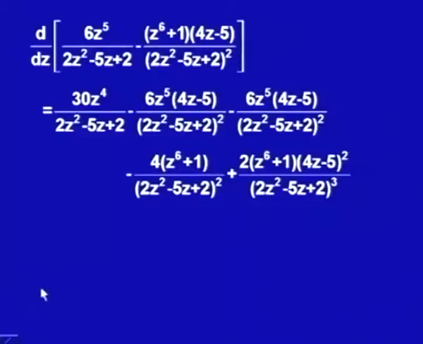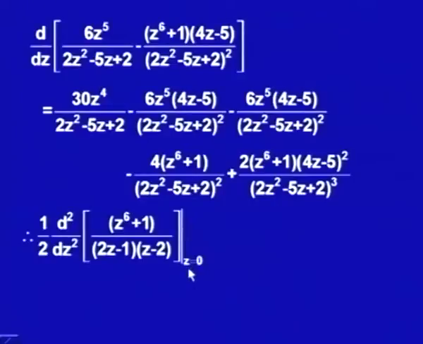Now, what do we actually have to evaluate? We have to evaluate the second derivative at z is equal to 0 multiplied with half. The second derivative we had calculated, now we have to evaluate it at z is equal to 0. We have got a very lengthy expression, but with z is equal to 0, the first expression is 0, the second expression is 0, and the third expression is also 0. So, the first three expressions vanish at z is equal to 0.